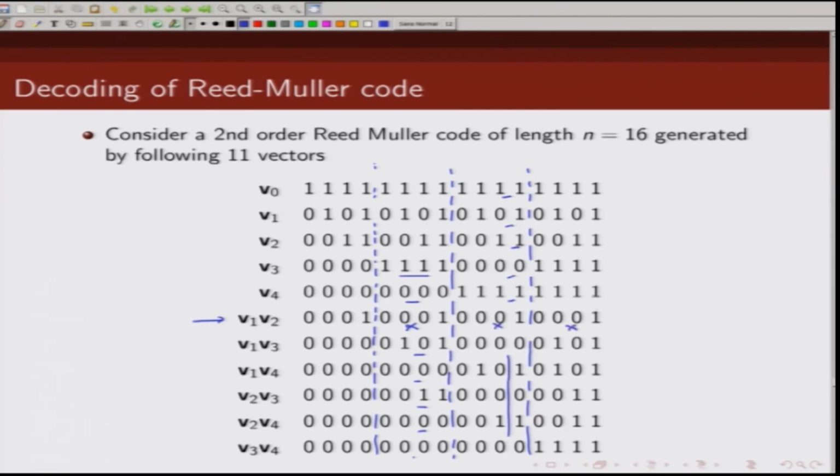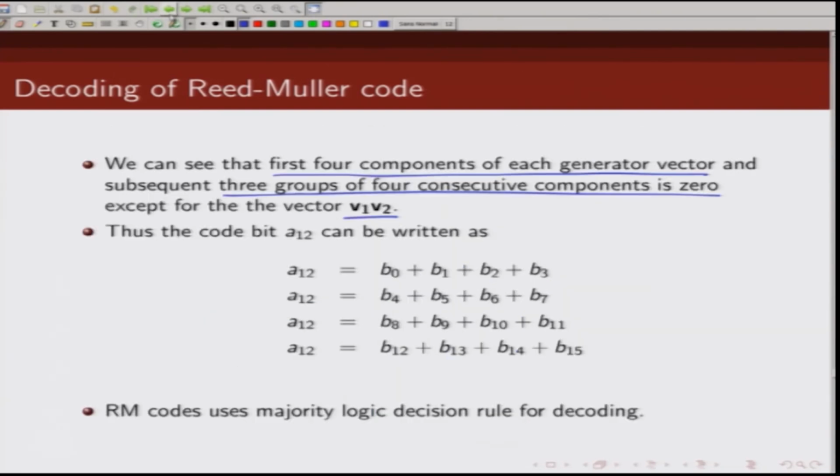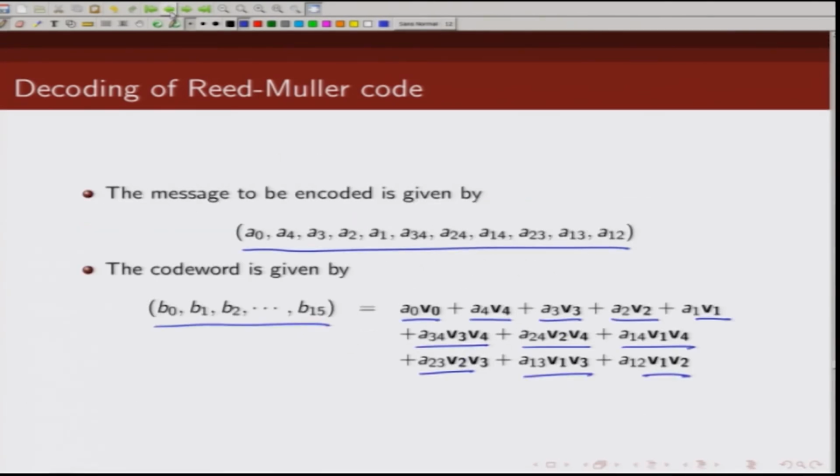Similarly, this is not 0, and if you add up these, they are all 0, 1 plus 1, 1 plus 1 plus 1, these are all 0. Same here, 1 plus 1, 0, 1 plus 1, 0. So, if you look at these bits, 4 bits at a time, you will notice except for this one V1, V2, all others are 0. Now, how can we make use of this fact, V1, V2.